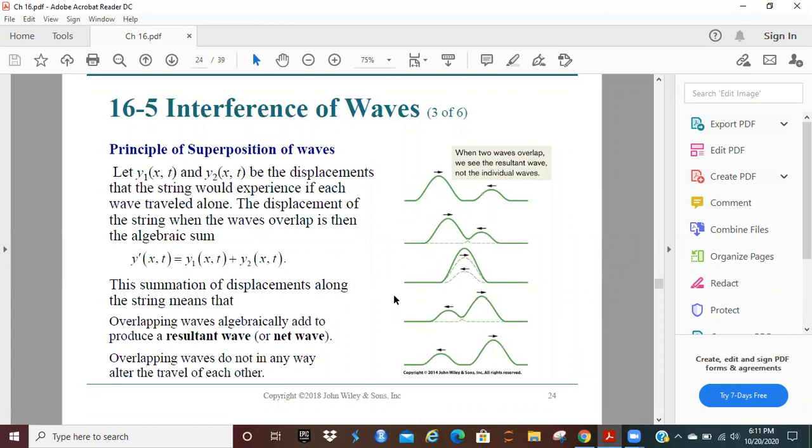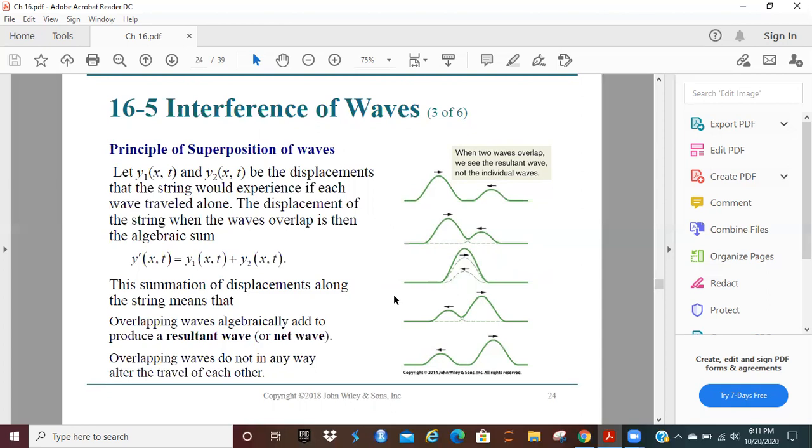So, the principle of superposition of waves. Let y sub 1 and y sub 2 be the displacements that the string would experience if each wave traveled alone. The displacement of the string when the waves overlap is then the algebraic sum. This summation of displacements along the string means that overlapping waves algebraically add to produce a resultant wave or a net wave, just like they do with vectors. When you add the two vectors together, you get a resultant vector.